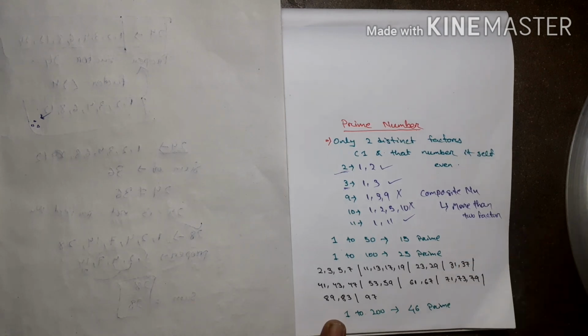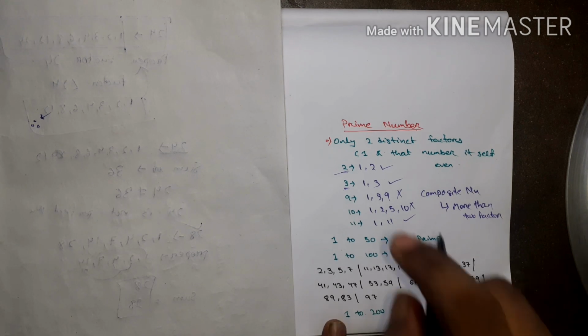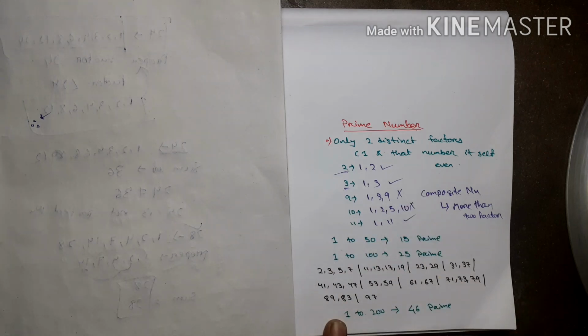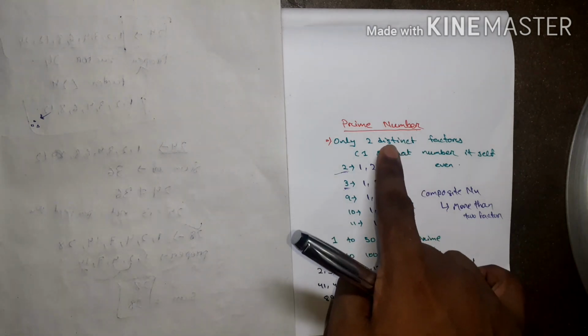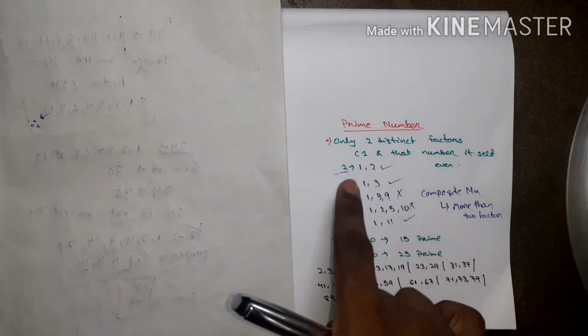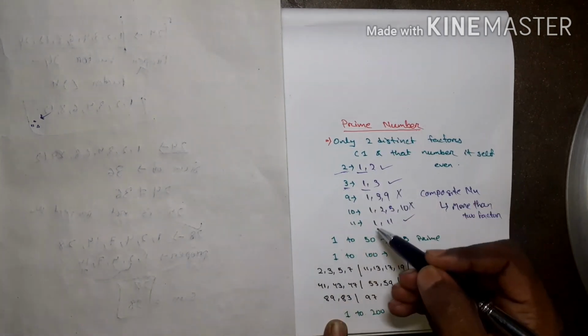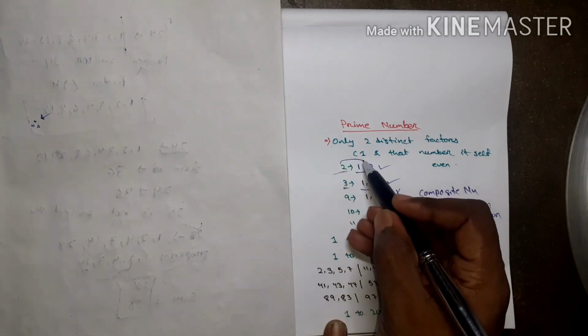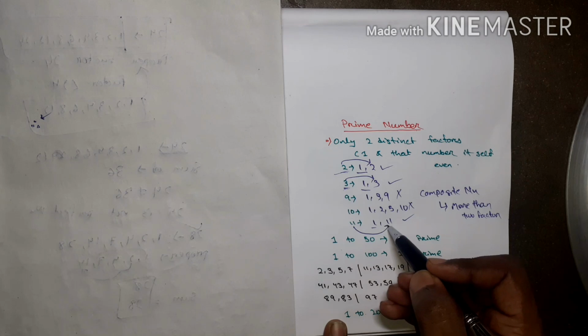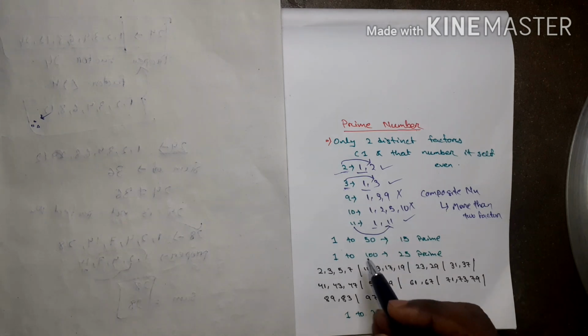What are prime and composite numbers? Prime number means 2 factors. Composite number means more than 2 factors. Prime number has 2 factors. Between these 2 factors, what are they? One is 1, another is that number itself. That number itself. Understand? Remember all this.